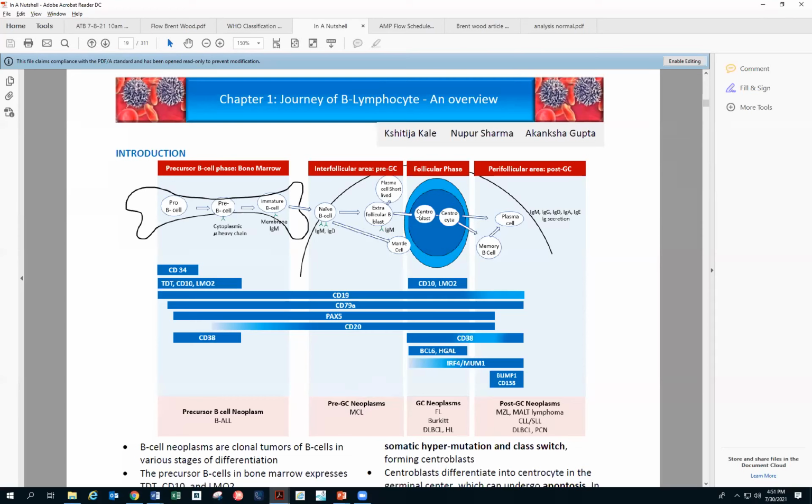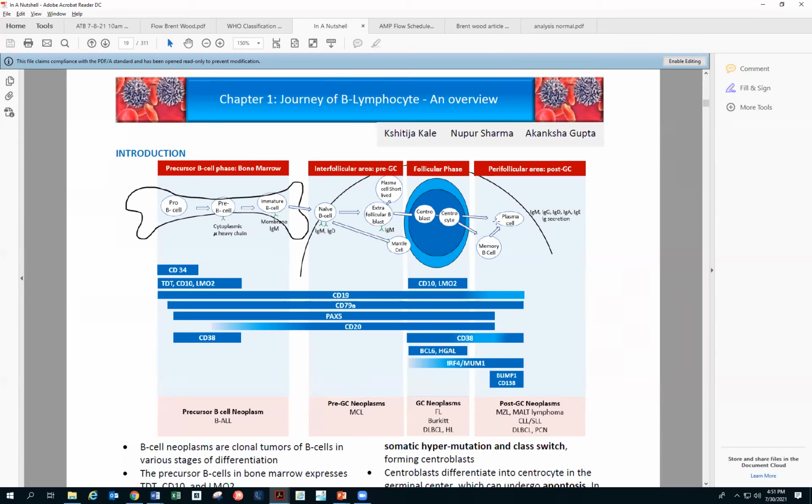Coming to the follicular phase or germinal center phase. Once the extrafollicular B cell blast is there, it first develops a centroblast, and then it develops a centrocyte. So the germinal center neoplasms are follicular lymphoma, Burkitt, DLBCL, and Hodgkin's lymphoma.